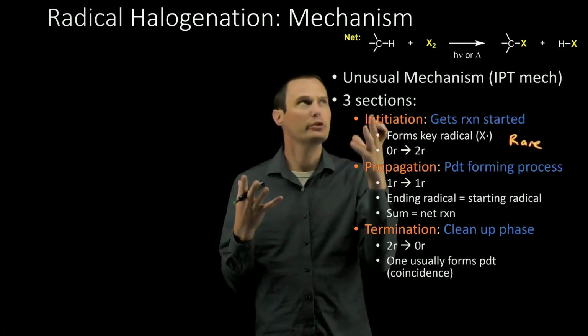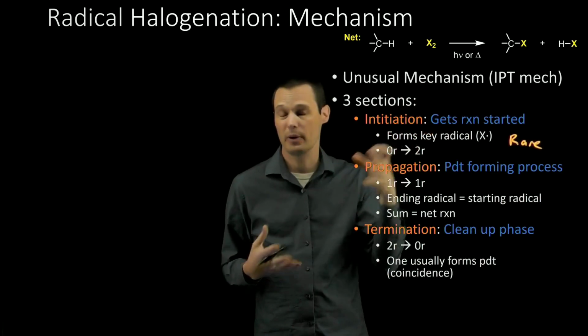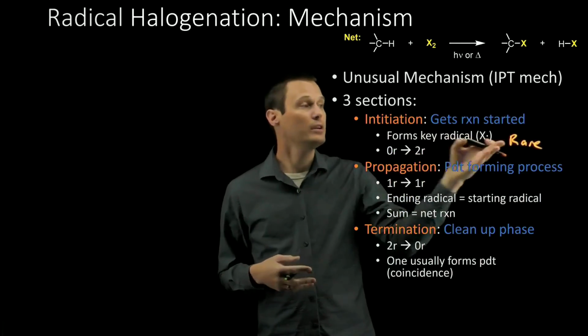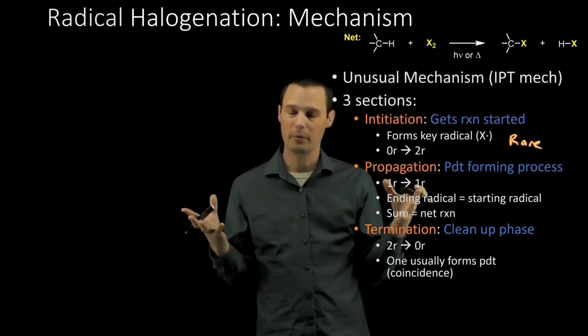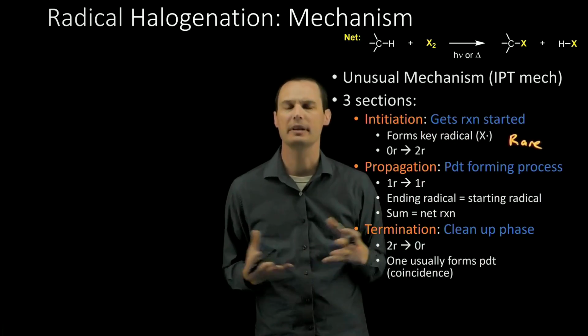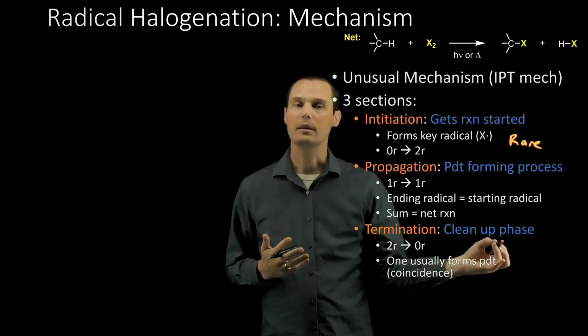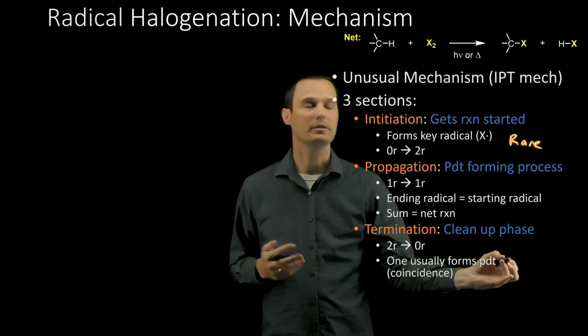The starting materials were doing just fine being bonded together. They don't really want to form radicals. It's a high energy process. It's not very favorable. So the initiation in terms of probability doesn't happen very often. That means there's a very low concentration of radicals at any given point in the mechanism. The propagation sequence happens a lot, and the termination sequence is also a relatively rare event.